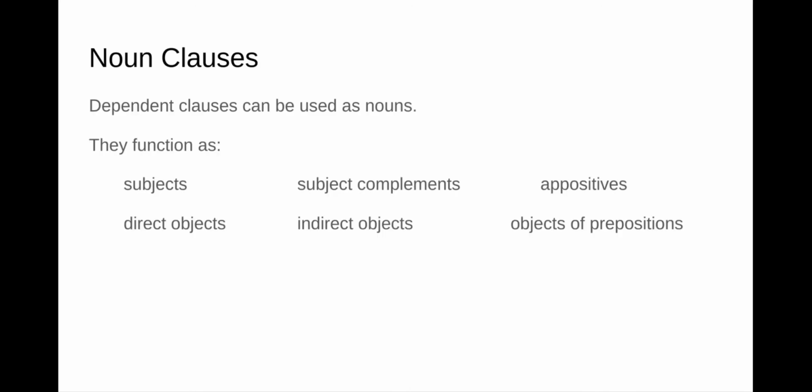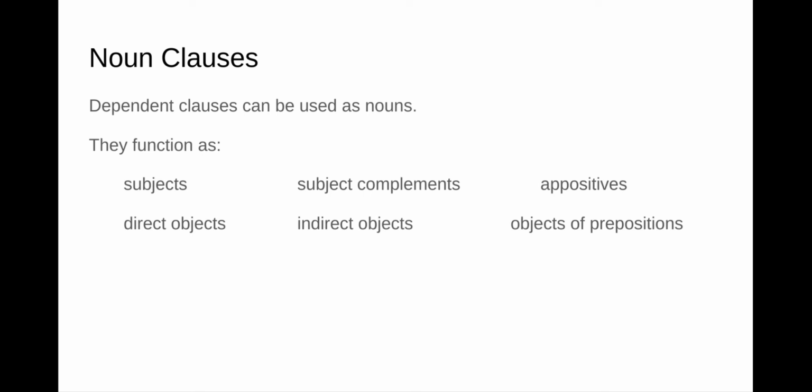in sentences. So, to remind you, a clause is going to have a subject and a predicate, and it's going to either be dependent or independent. And in this case, our noun clauses are all going to be dependent clauses, and they're going to function as a noun in a sentence. So what does that mean? It means that it can be the subject complement, the appositive, a direct object, an indirect object, or an object of a preposition in a sentence. So those 6 components, we'll be talking about those over the next 6 lessons.